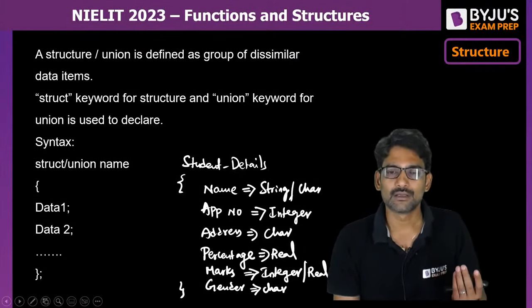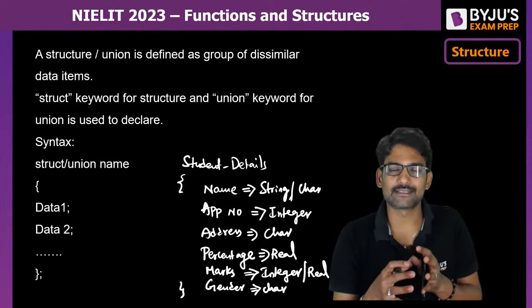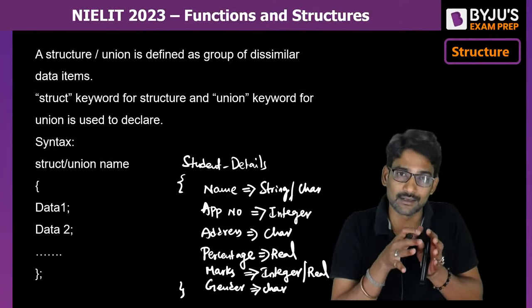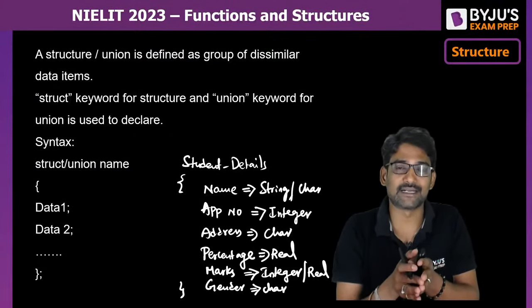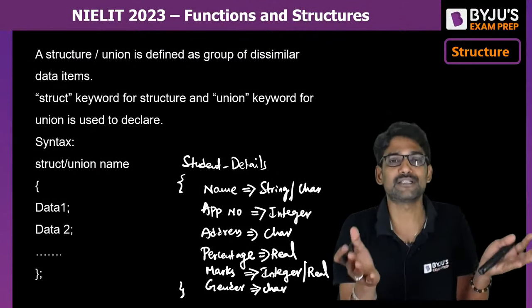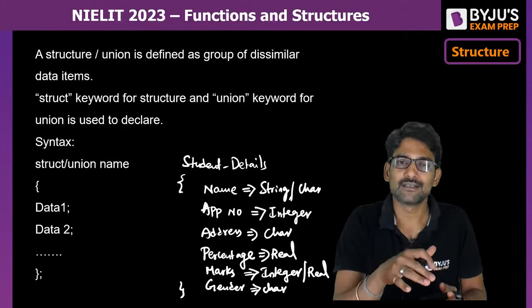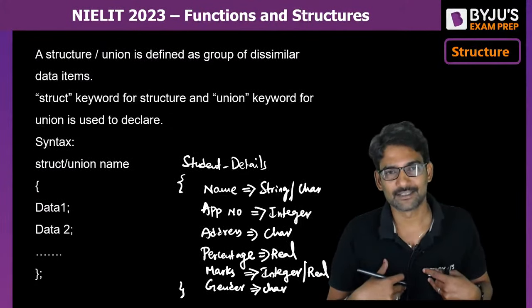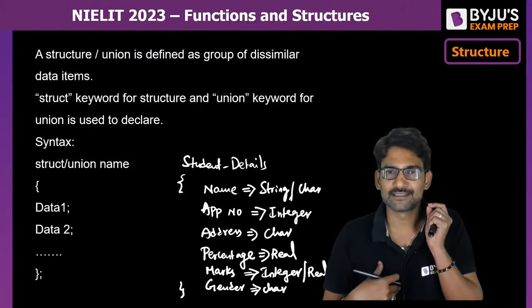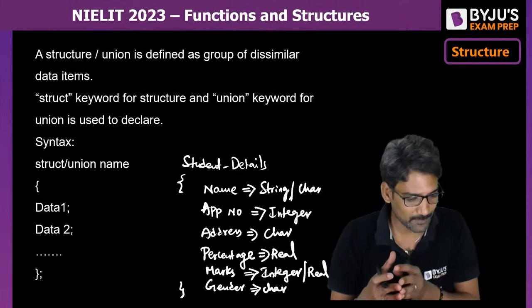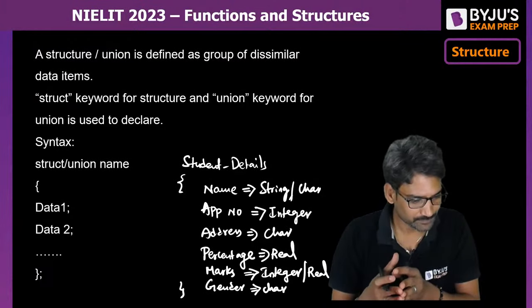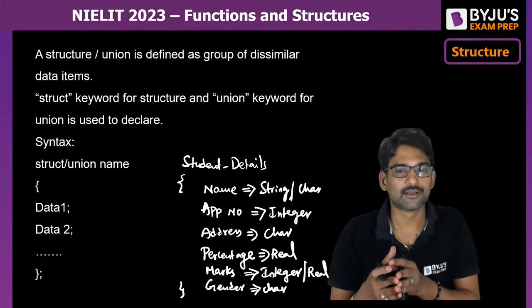See, our details are representing or belonging to different data types, dissimilar data, but all this data belongs to us only. Every student is having this data. So in this way, if we want to group dissimilar data, then what is the option we have?